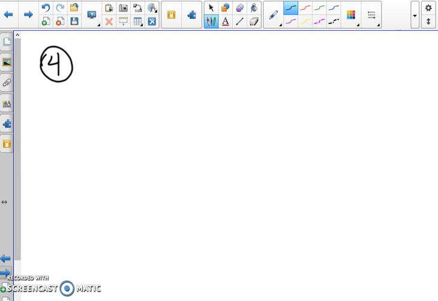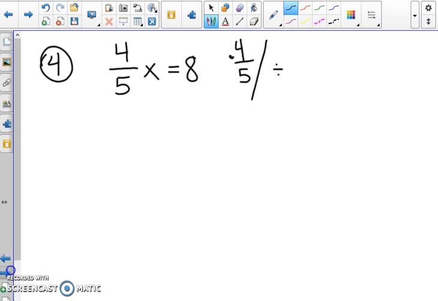All right, next one here. So now we're on to 4. One thing we didn't see in class today is what if you had a fraction times a variable equal to another number. Let's say 8. Okay. So if we knew what x was, we would multiply by 4/5. We don't know what x is though, so we need to solve by doing the inverse operation, divide by 4/5. But dividing by a fraction isn't super nice looking.